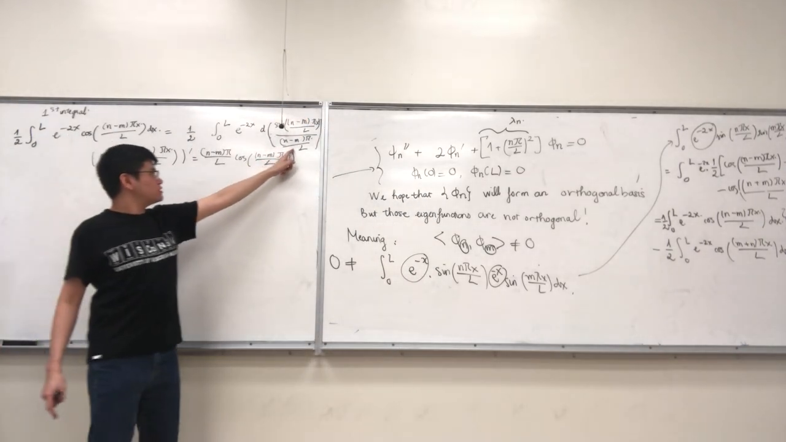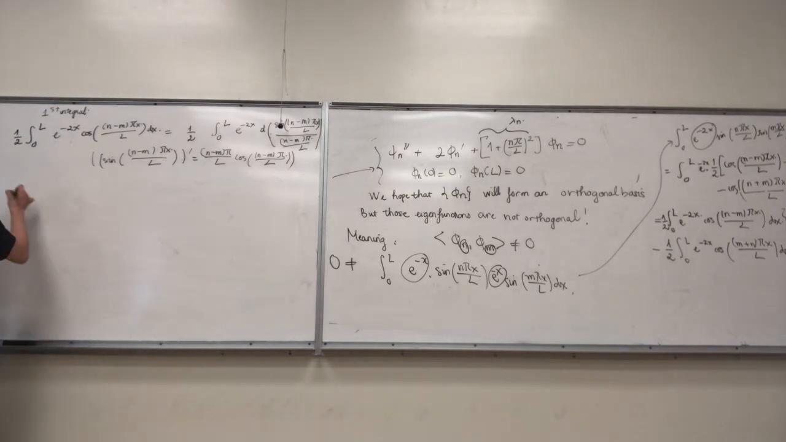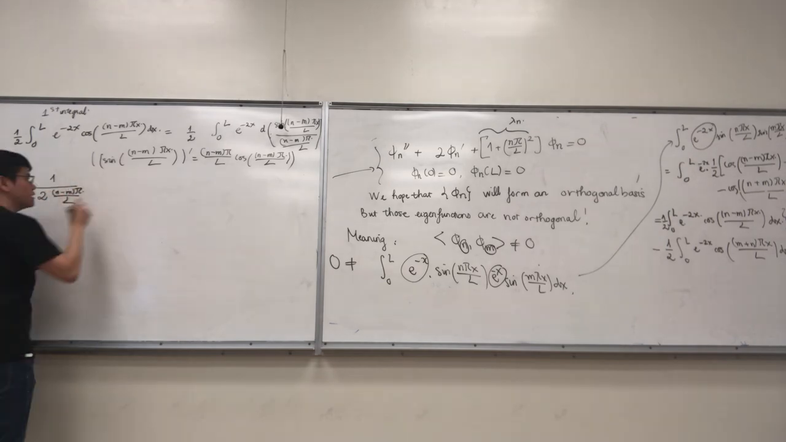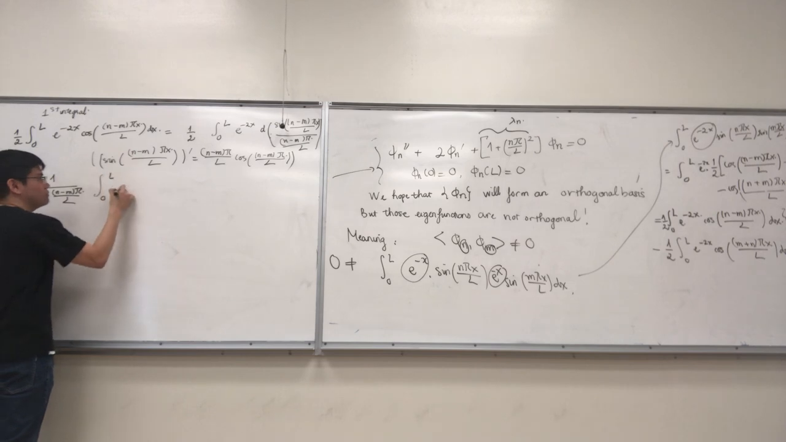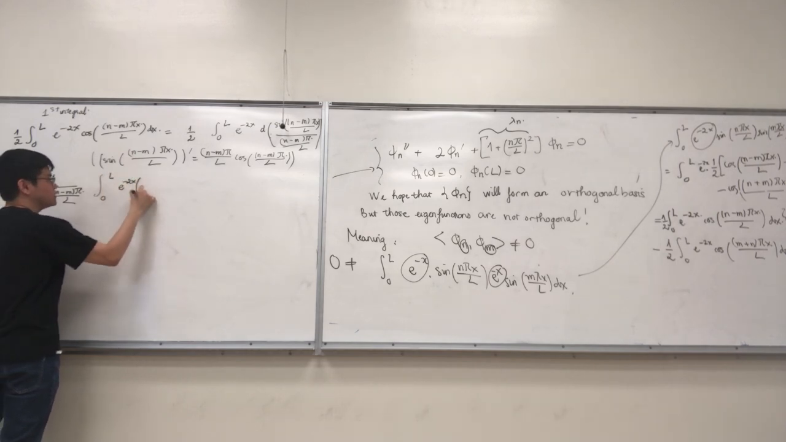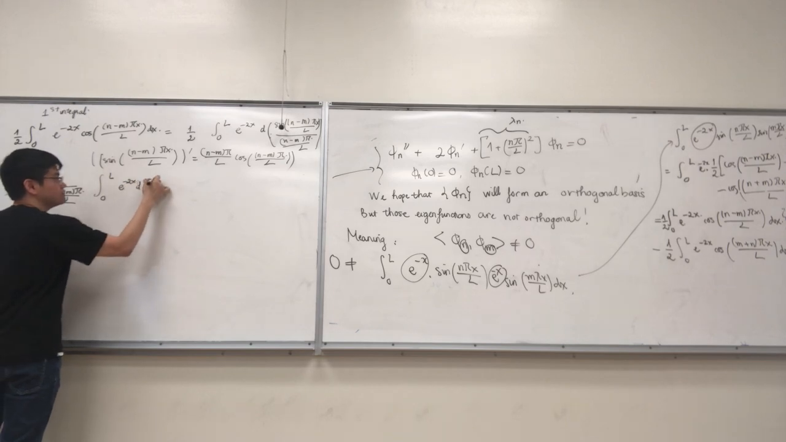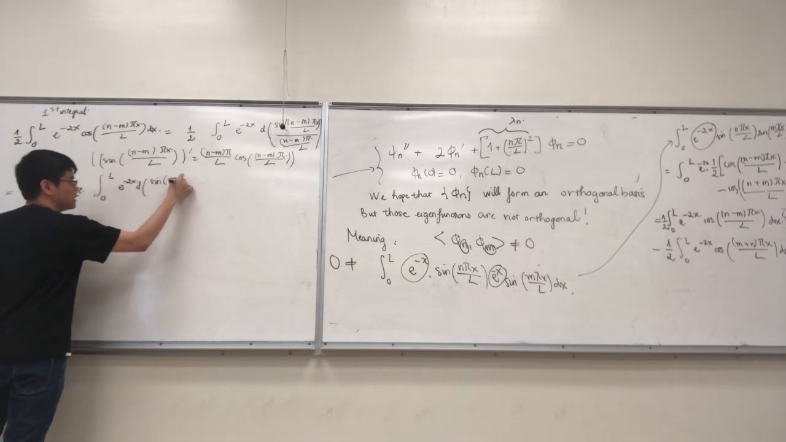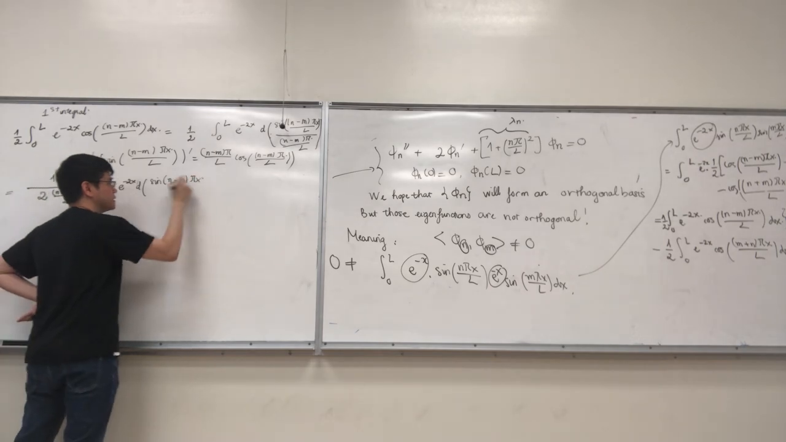So this is a constant, so I'm going to put it outside. So I'm going to have 1/2. I'm going to divide by that constant, pi over L. Then I have the integral from 0 to L, exponential minus 2x, d of sine of (n minus m) pi x over L.